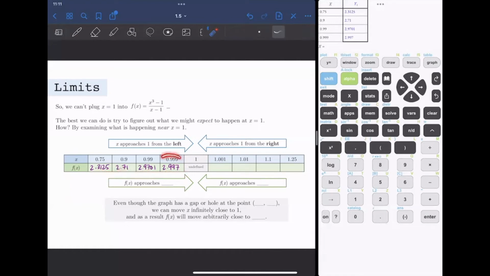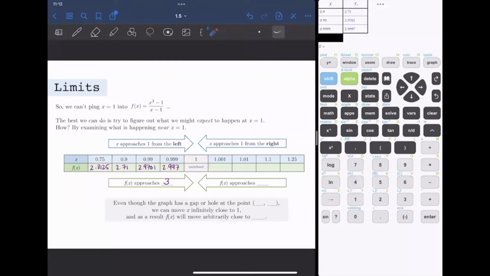In fact, we could even get closer to 1. We could do 0.9999. And I know it doesn't ask us for this, but let's just do that in the calculator. And we can see the y value is 2.9997. So that's even closer to 3. So this table here tells us that our f of x values approach 3 from the left-hand side.